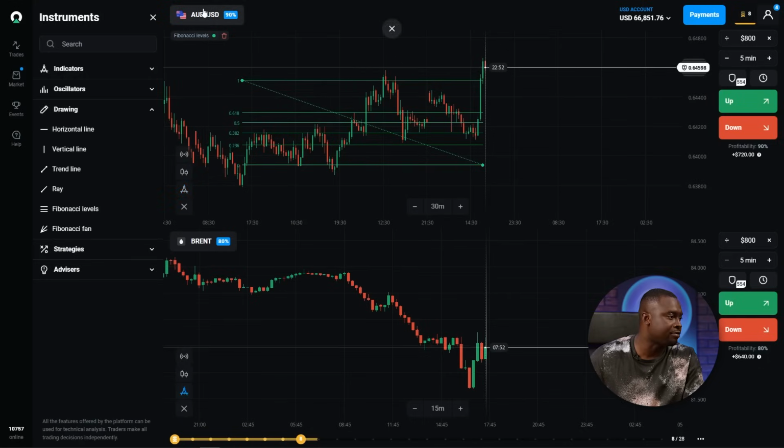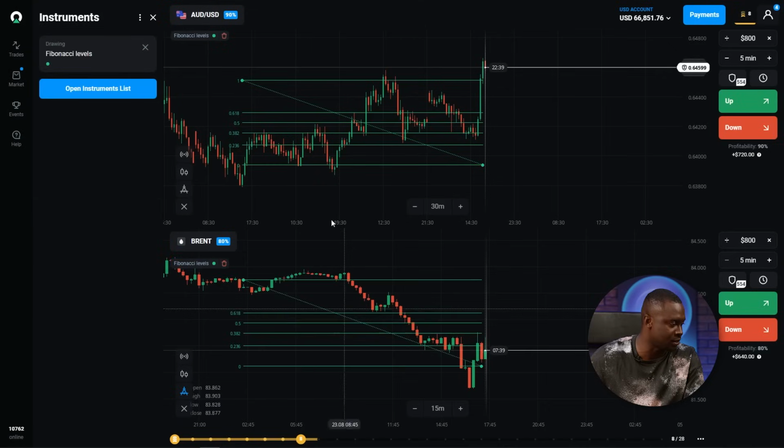In my case, I have two assets. That is, I'm monitoring two assets at the same time. That is the Australian dollar, US dollar, because of the higher rate of return, that is 90%, and Brent, because the market is fairly stable at this point.